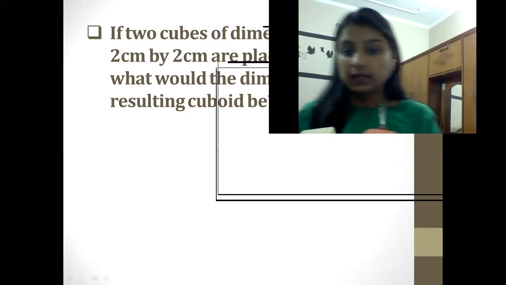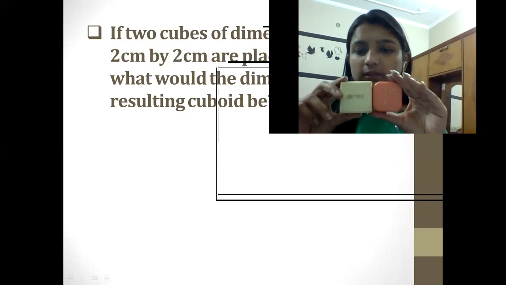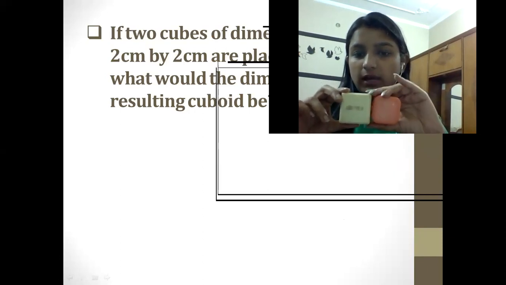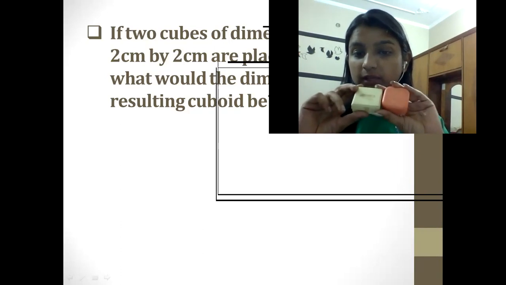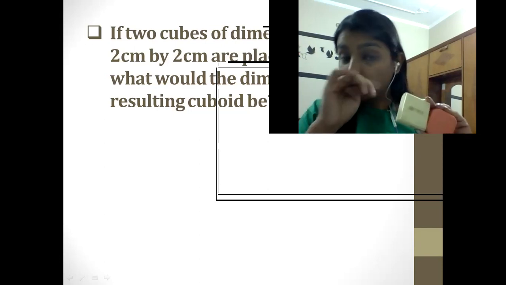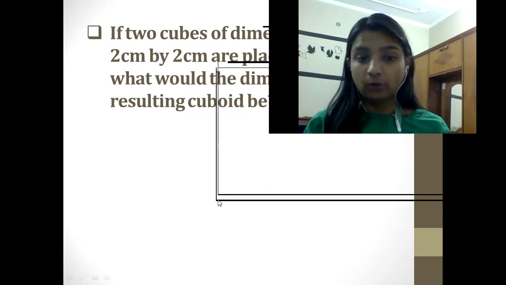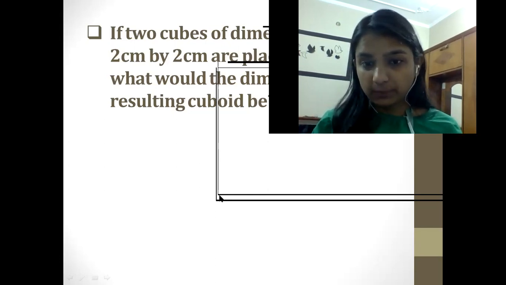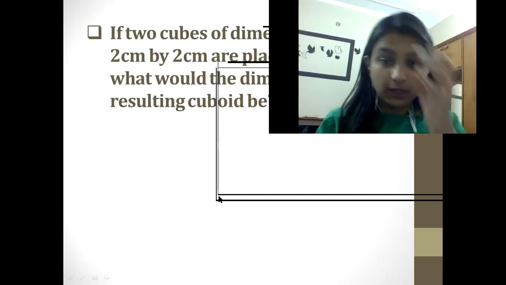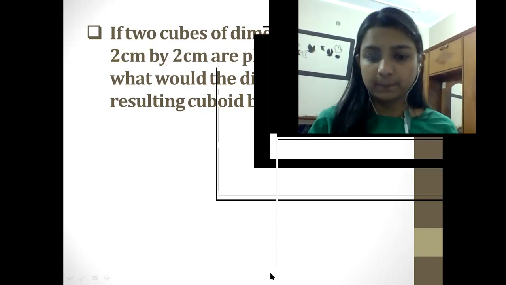Now see, they have asked us for the cuboids. Now I have taken the two cubes. I'm joining them with each other. After adding two cubes with each other, it is making a cuboid. So what is the question here? It is saying that what would be the dimension of the resulting cuboid? Definitely it would be becoming a cuboid, isn't it? So this is what we had to find. I hope now you can have an idea about the same.